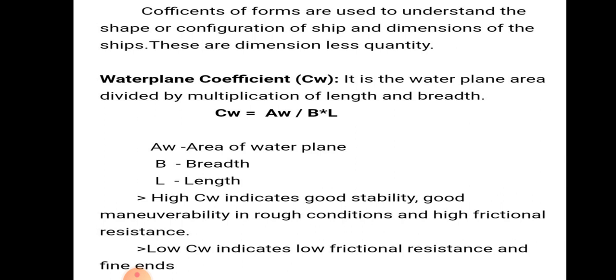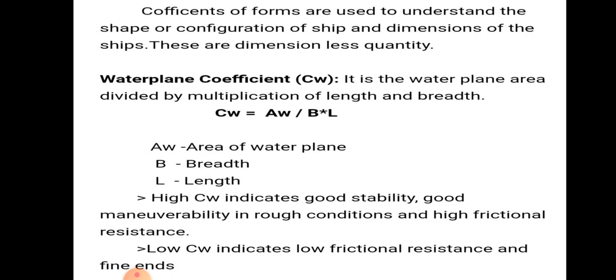Waterplane coefficient. It is the waterplane area divided by the multiplication of length and breadth: AW by B into L. A high waterplane coefficient indicates good stability, good maneuverability in rough conditions, and high friction resistance. A low waterplane coefficient indicates low friction resistance and fine ends.